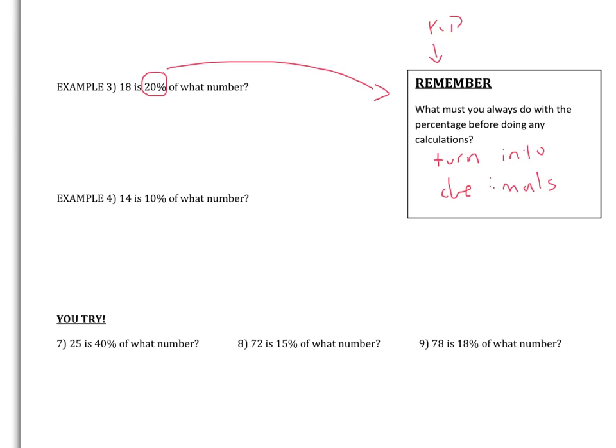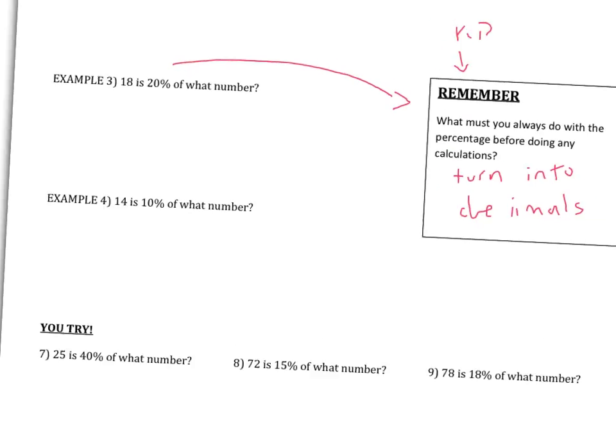So let's come back to example 3, and I'm going to erase this circle so you can see what's happening. And we're still going to directly translate. So it says 18. So I have, zoom in a little bit.